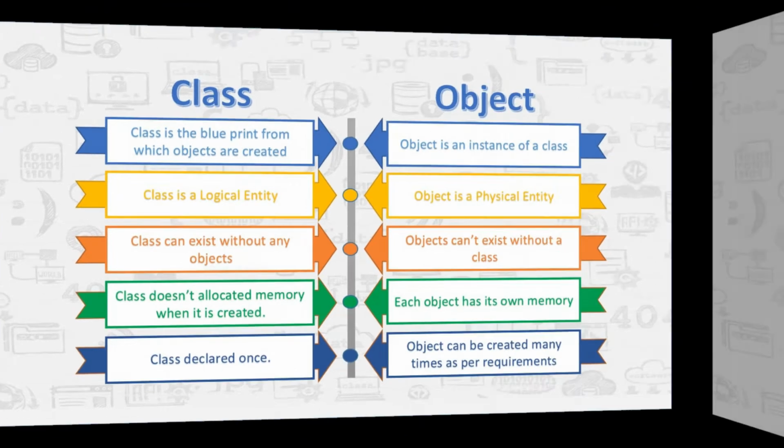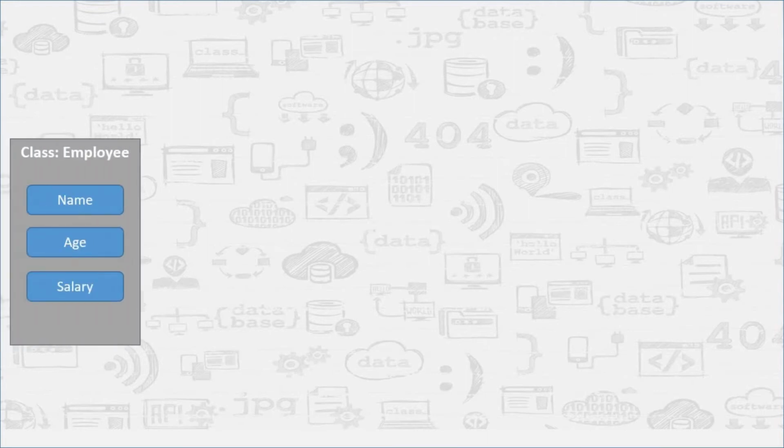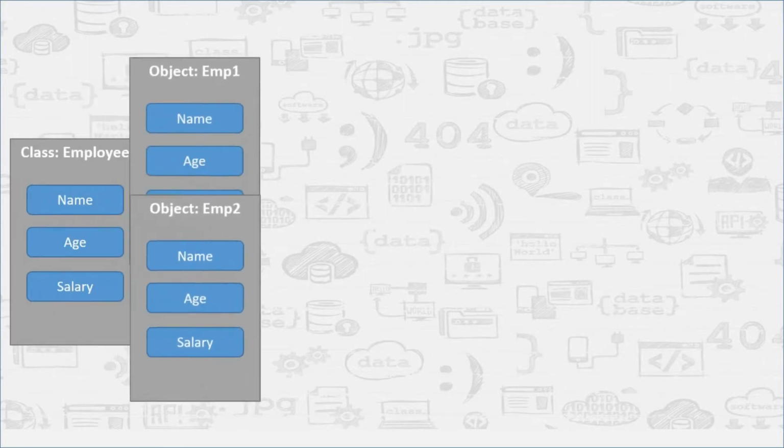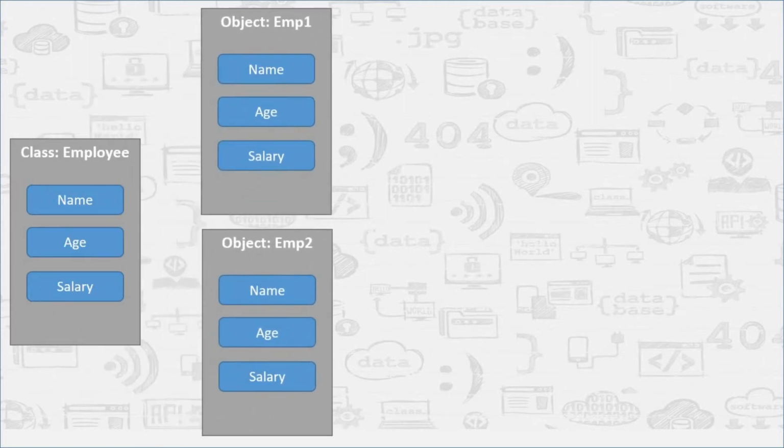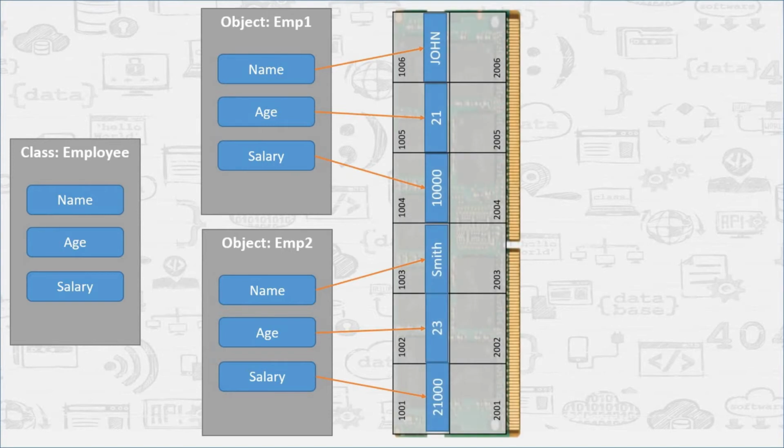Now let's see an example of a simple employee class, where the class contains 3 variables, name, age and salary, but the class has not allocated any memory with it. Now let's create 2 objects of the same class and initialize them with their values. As you can see, we have 2 employee objects allocated with different memory locations. Both objects are similar but not the same.